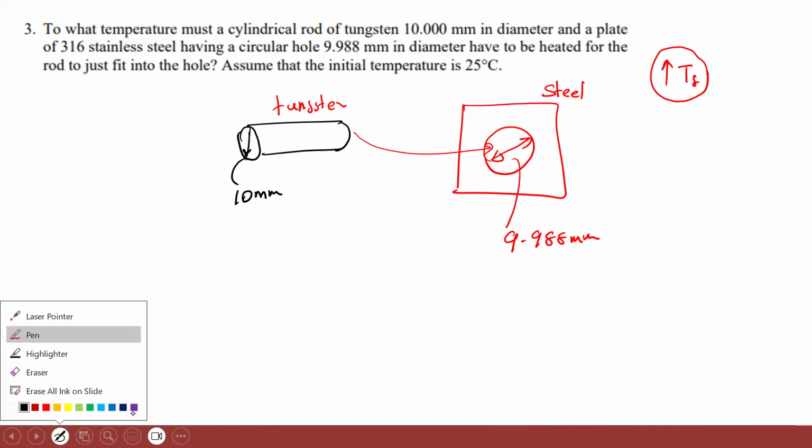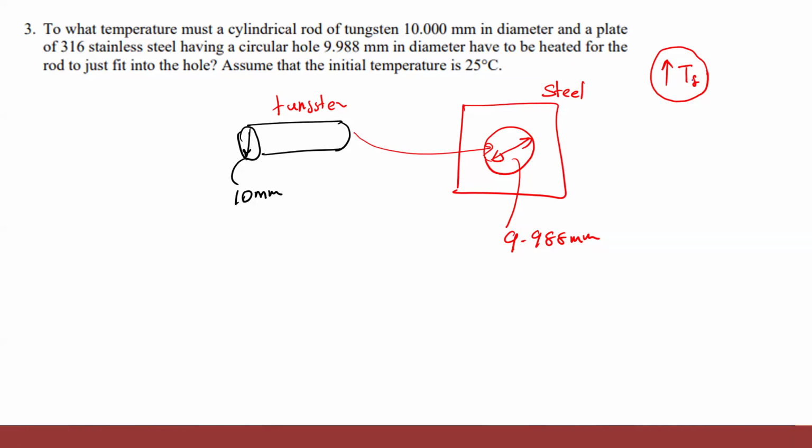So the final diameter at this particular temperature, TF, the diameter here should be equal to the diameter here. Do you agree? If both the diameters are equal, then it fits, isn't it? So that's our requirement. At a particular temperature, if both the diameters are equal, then we need to find that particular temperature.